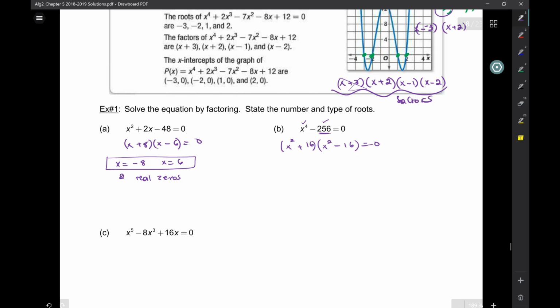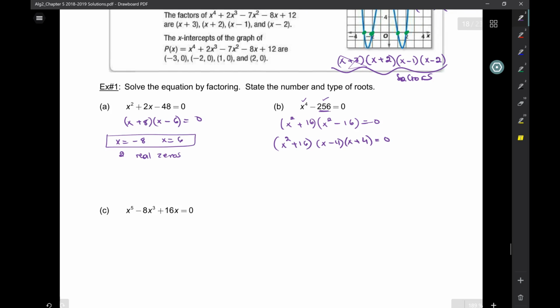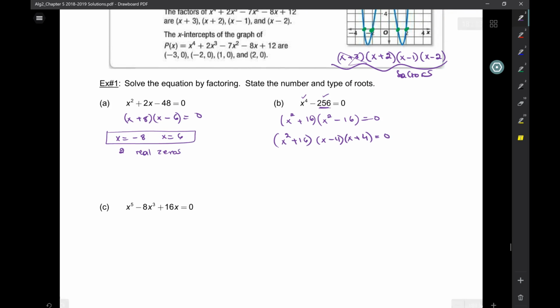Can I factor the first one anymore? No, but the second one I can, right? So here, x minus 4, x plus 4. Okay. Because it's a plus inside. If it's squares, but plus inside, you can't factor. Yes, Max? Why is it 2? Because you have two solutions and they're real numbers, not imaginary.